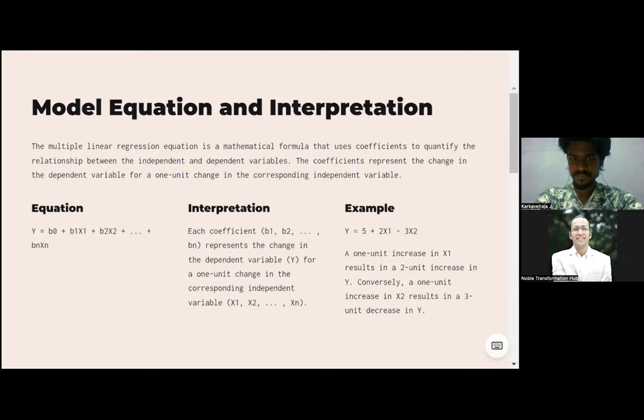Okay, so let us interpret it. The interpretation is: each coefficient, that is b1, b2, dot dot, bn, these are the coefficients of the equation. You have seen y equal to b0 plus b1 x1 plus b2 x2, or dot dot dot bn xn, right? So each b is the coefficient which represents the change in the dependent variable y, for a one unit change in the corresponding independent variable x1, x2, dot dot dot xn.